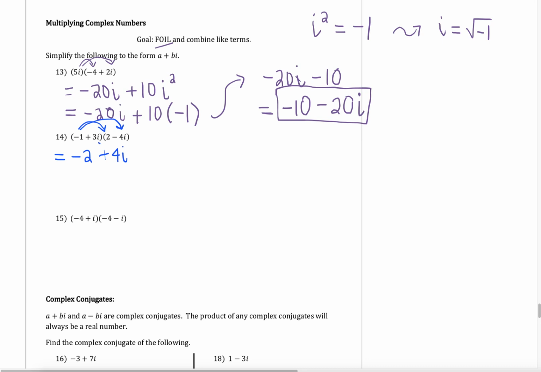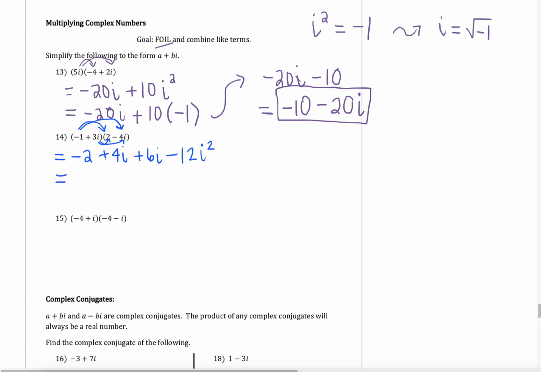Now for our inner terms, we have 3i times 2, which will give us a +6i. And then for our last terms, we get 3i times a -4i, so we'll end up with -12i squared. By foiling out each one of those terms, I do end up with these 4 terms here. Why don't you guys pause the video from here and combine any like terms that we can.